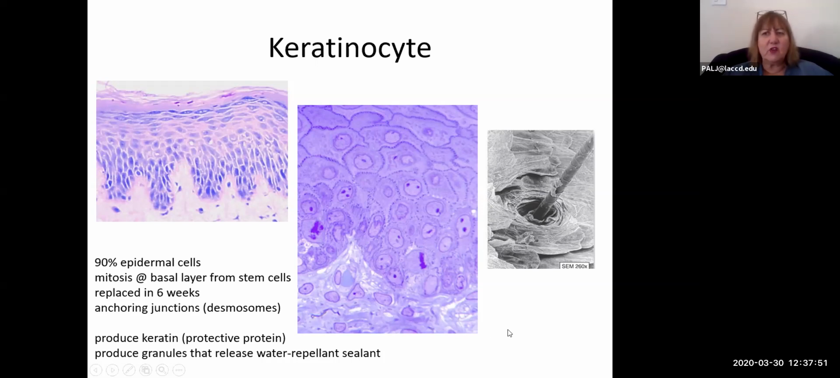So I think most of you have heard about keratin before. But in the skin, this is a protective keratin. It's also, you know, what makes our hair and our nails. But in the skin, it's going to be the protective coating of our skin. In addition, as the cells get further to the surface, they will start producing granules that become a water repellent sealant. We are not going to learn the names of those granules.